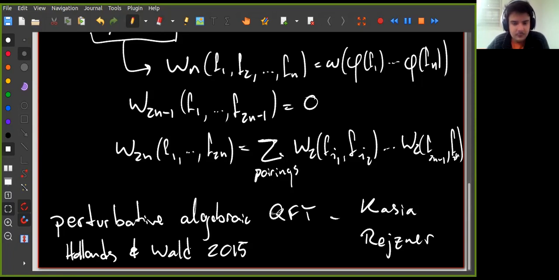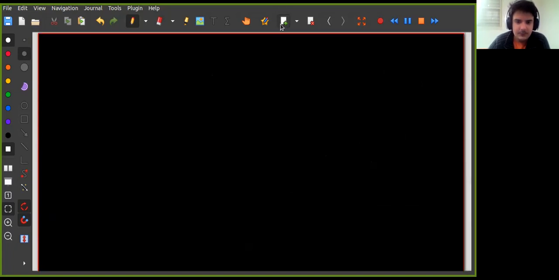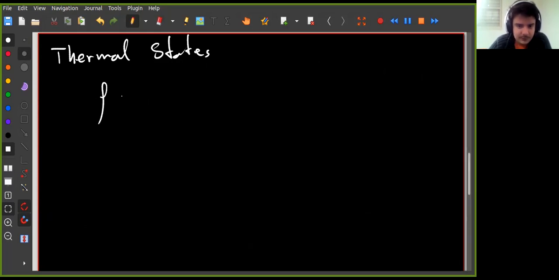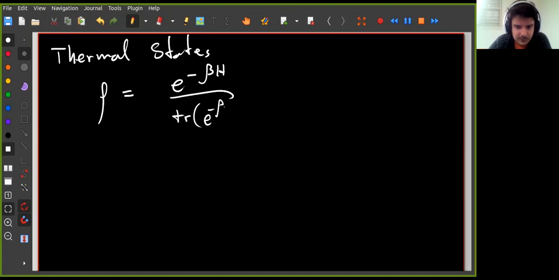Any other questions? Okay, so I'm going to start discussing the next special class of states, which are thermal states. In usual quantum mechanics, a thermal state is given by a density matrix with the form e to the minus beta H over the trace of e to the minus beta H. Am I getting this sign right? Yes, I am.